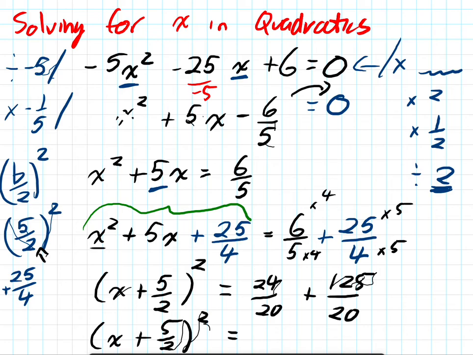Okay? The process of solving this, I'm running out of room here unfortunately, is still x plus 5/2 squared is equal to 24 plus 125, which is going to be 149/20. Let's jump to the next page here very quickly. I wonder if I can copy this. Oh yeah, amazing.